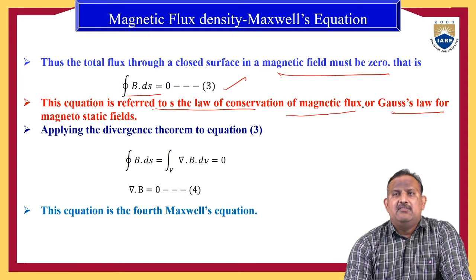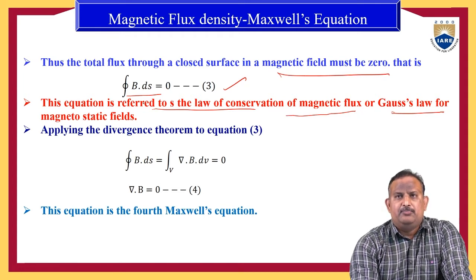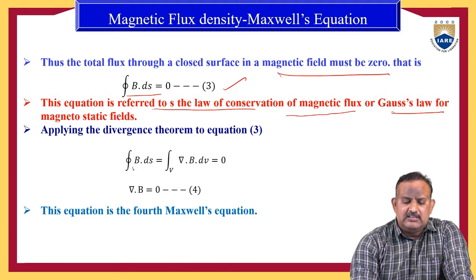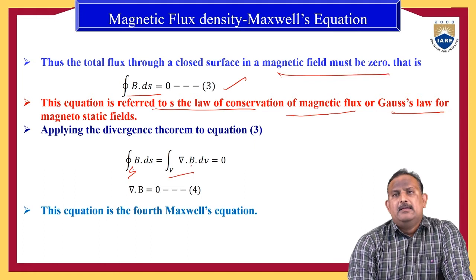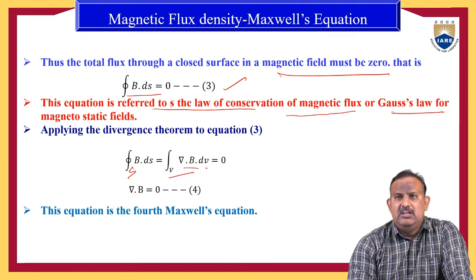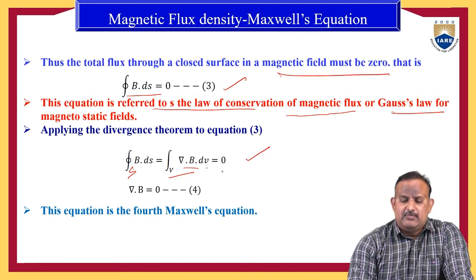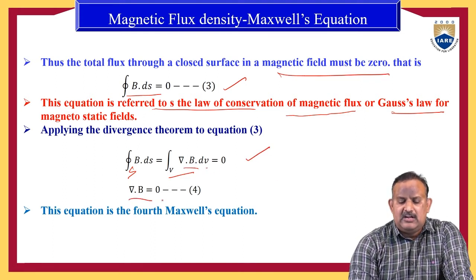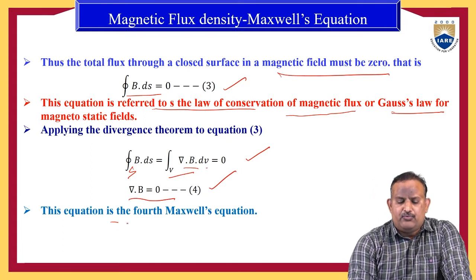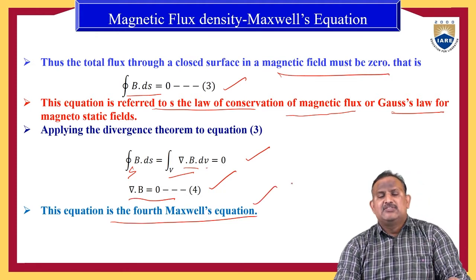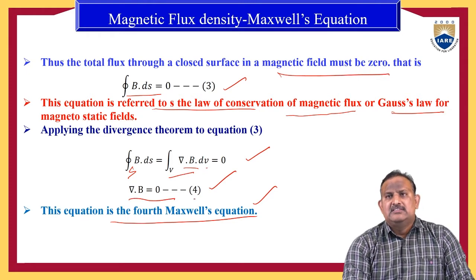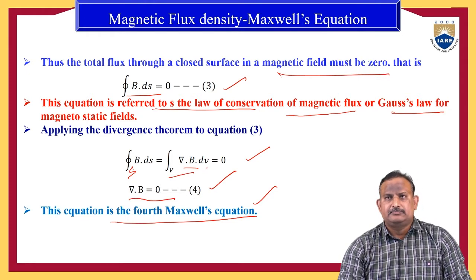If you apply the divergence theorem to equation 3, the divergence theorem will convert the surface integral into a volume integral. Therefore, the surface integral of B dot ds equals the volume integral of del dot B dV, which is equal to 0. Therefore, from this equation we can write that del dot B is equal to 0. This is known as the fourth Maxwell equation, or the second Maxwell equation for magnetic fields.